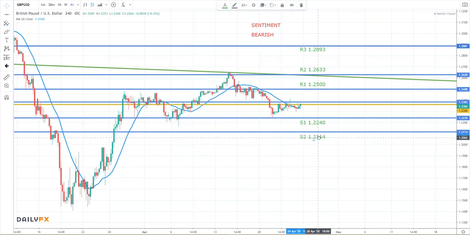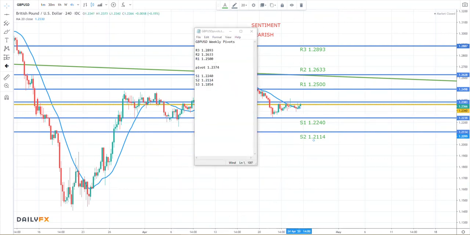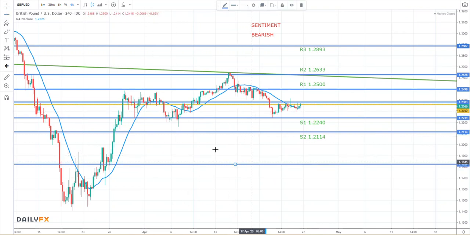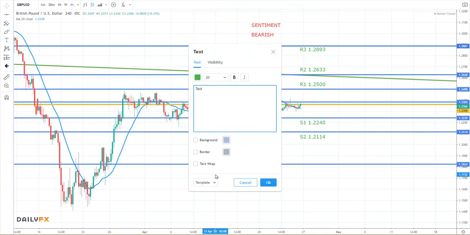Okay. So if price were to break through S1, it would test recent lows back here, right? And then sell off below that to S3, 1.1854. We can see price kind of stall back here a while ago. 1.1854.